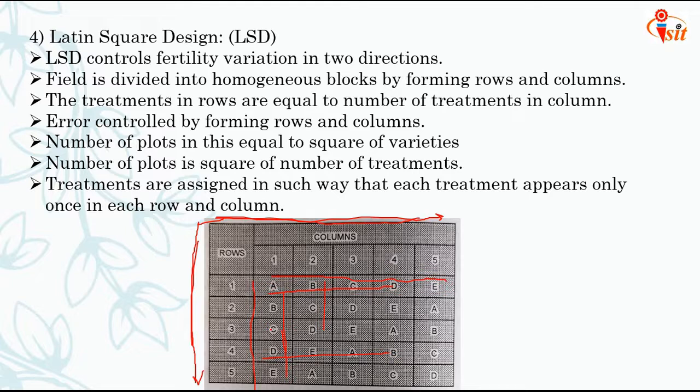And how are we controlling errors here? By forming rows and columns of the plot, we are controlling the fertility, or the variation due to fertility, in two directions. So by forming rows and columns here, we can easily control the experimental error which occurs due to environmental factors or uncontrolled factors. Okay, so this is the Latin square design.